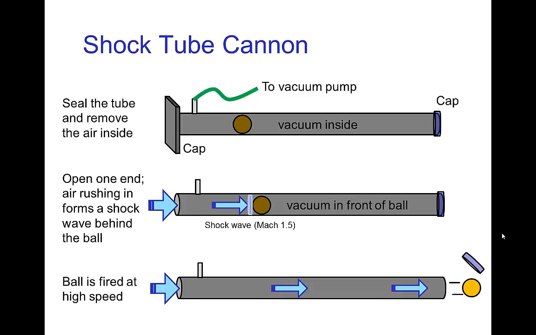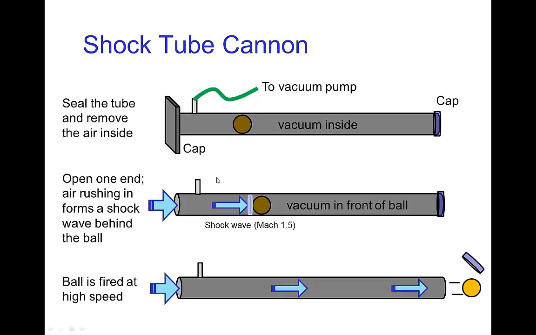Now, we can create a shock wave in the lab without use of explosives by simply using atmospheric pressure and vacuum. So we create the pressure difference using a vacuum pump. So what I'll show you is a shock tube that we have where we put a ping pong ball inside of a pipe, cap both ends, then attach a vacuum pump to the pipe and suck the air out of the pipe so we have a vacuum inside.